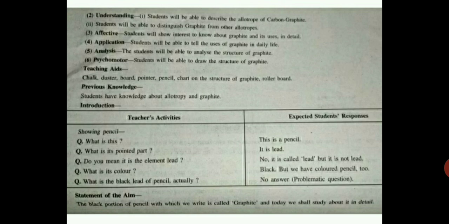Then comes the statement of aim. The pupil teacher will answer this. The black portion of the pencil with which we write is called graphite, and then the pupil teacher will write this topic, graphite, on the blackboard, and then say, today we shall study about this in detail.